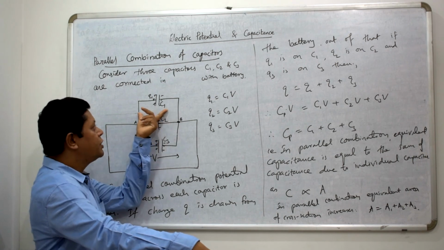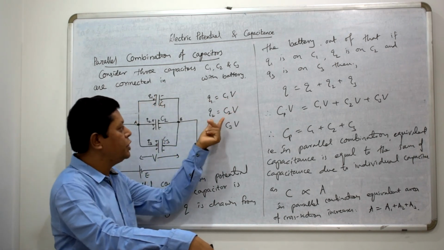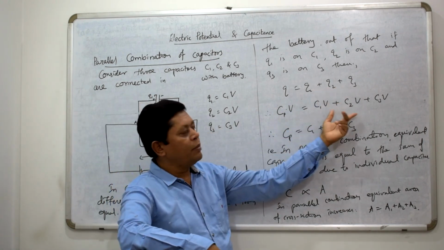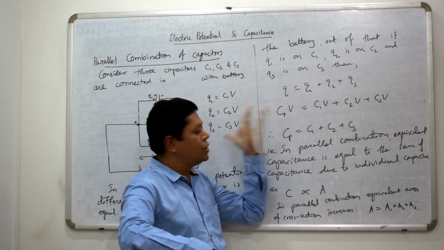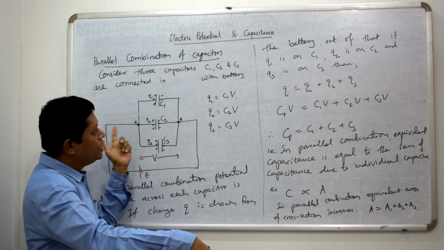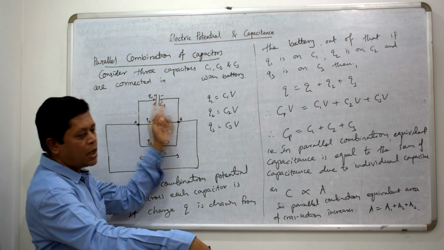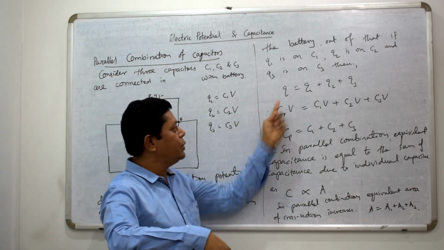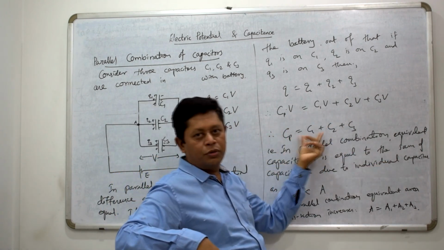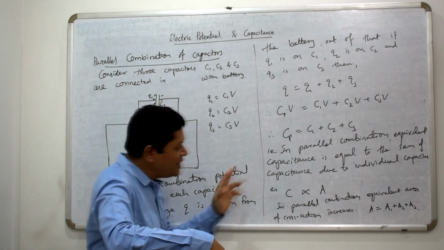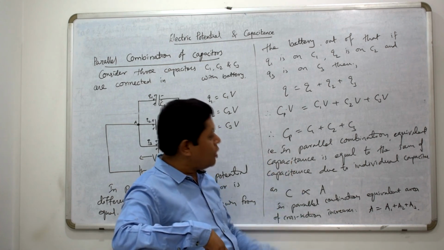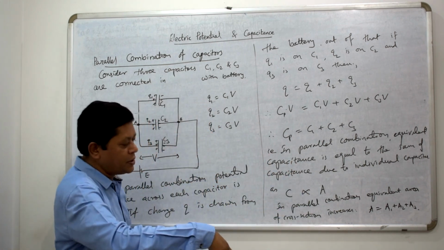Here, as potential difference is V, we can write Q1 is equal to C1V, Q2 is equal to C2V, Q3 is equal to C3V. And that's why Q1, Q2, Q3 can be replaced like this. If total charge is Q, and potential difference across the combination is V, and equivalent capacitance of this parallel combination is written as Cp, then Q is equal to Cp into V. V is common in all the terms, so Cp is equal to C1 plus C2 plus C3. It means that in parallel combination, equivalent capacitance is equal to sum of capacitance due to individual capacitors.